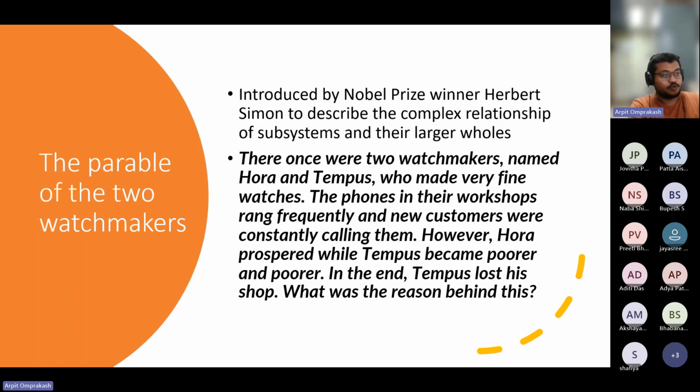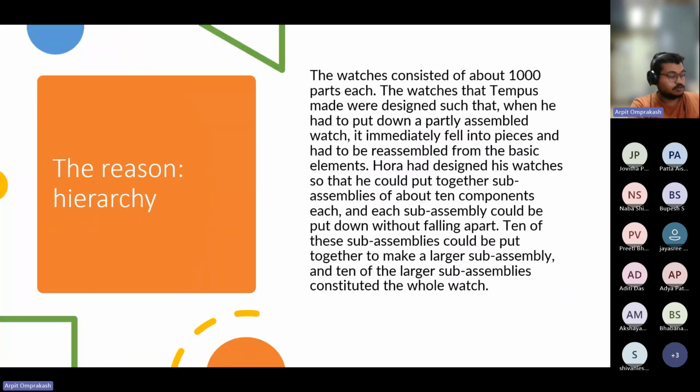There once were two watchmakers named Hora and Tempus who made very fine watches. The phones in their workshops rang frequently and new customers were constantly calling them. However, Hora prospered while Tempus became poorer and poorer, and in the end, Tempus lost his shop. What was the reason behind this? The reason is, in a word, hierarchy, but I'll explain the whole thing.